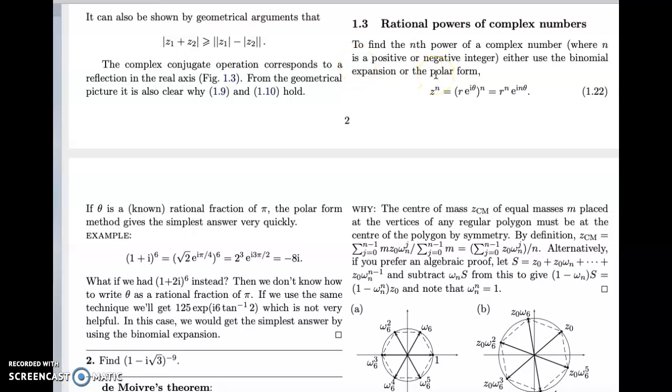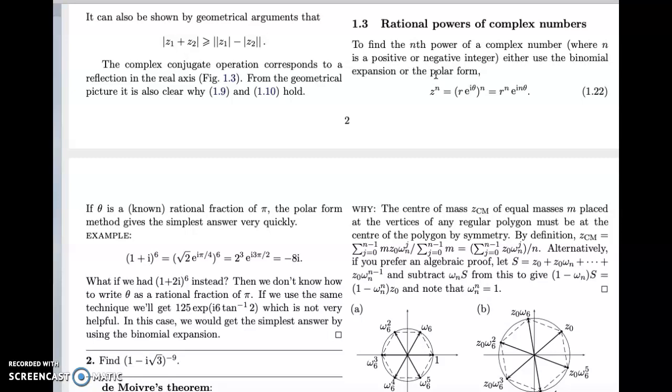So to find the nth power of a complex number, for example, if you want to do 1 plus i all to the power of 3 or something, there's two ways of doing it, and one is always better than the other. One is to use what you'd probably first think of, just use the binomial expansion.